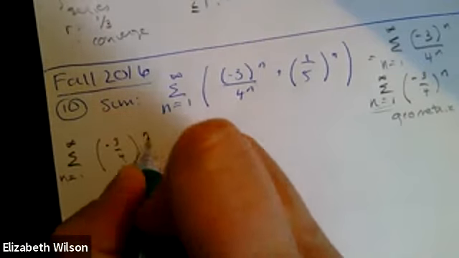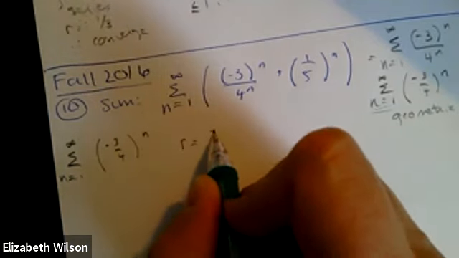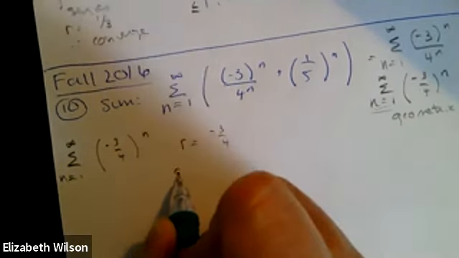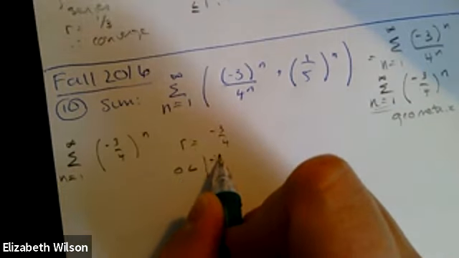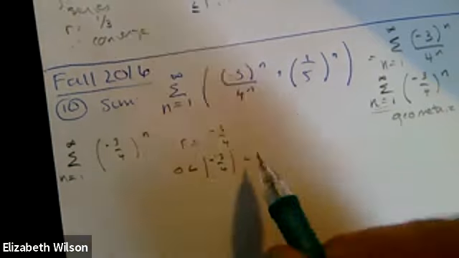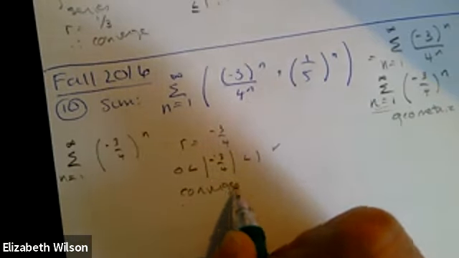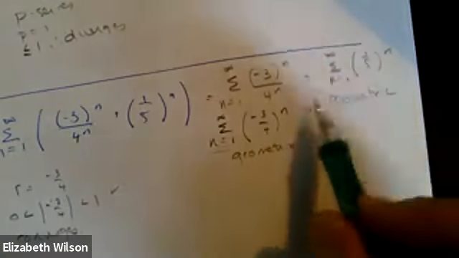Over 4 to the n. So this is geometric, and our r is equal to minus 3 over 4. So let's check our terms for convergence. The absolute value of our r has to be between 0 and 1, which it is, so this thing converges. Okay, that's good. Before I do anything else, I'm just going to check convergence on this one too, because if this one diverges, I'm not going to bother calculating the sum.